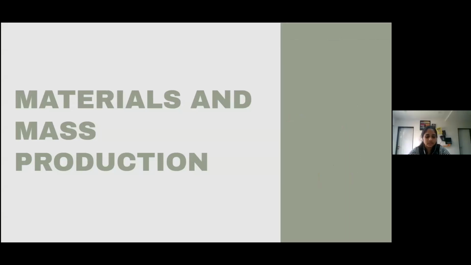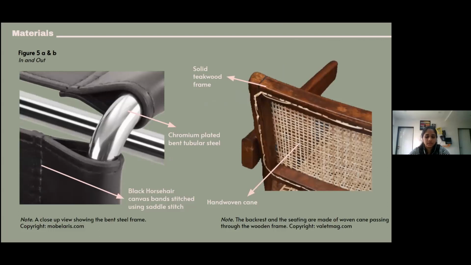Continuing with materials used. The Wassily chair is one of the first furniture made of bent tubular steel rods, which form the structural frame, whereas the Chandigarh chair is made out of locally sourced teak wood. Teak wood was used as it was termite and weather resistant, perfect for Chandigarh's climate, whereas steel was used for its cheap availability, strength, and bendability.